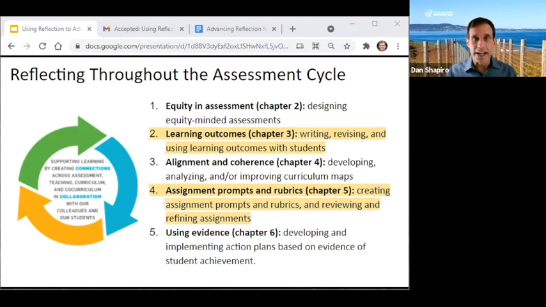First, Swarup is going to talk about integrating reflection into the development and improvement of learning outcome statements and how to use learning outcomes and reflection in the development and use of learning outcomes. And then I'll talk about how combining reflection with the assessment of student work helps us improve the alignment of outcomes, rubrics, and assignments. So with that, I'll turn it over to Swarup.